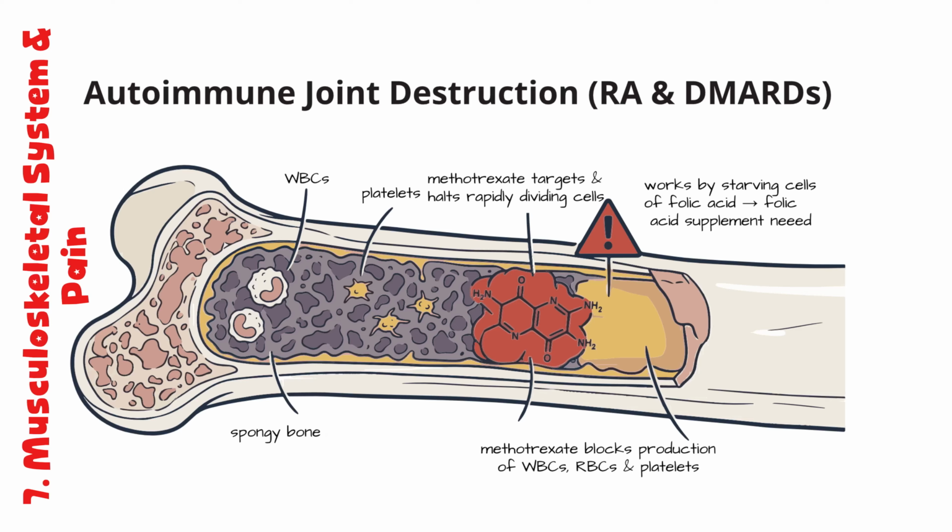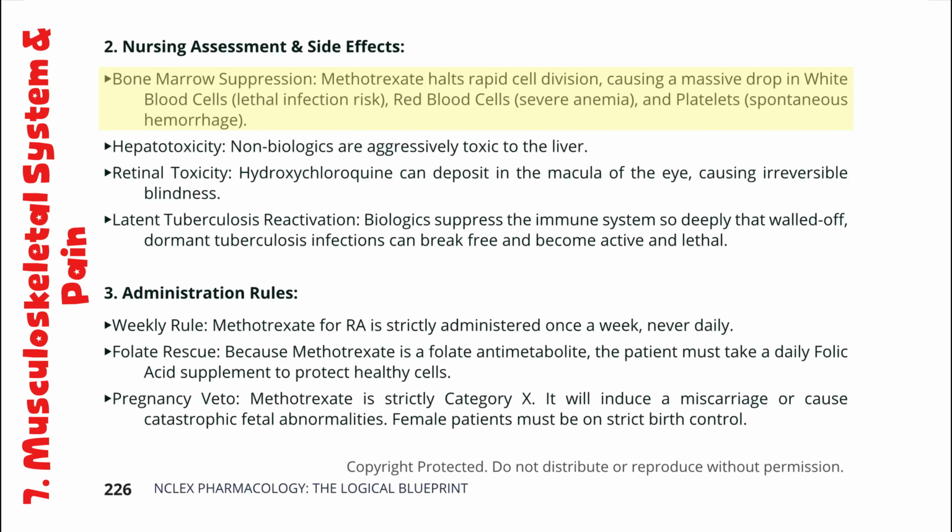Rheumatoid arthritis isn't wear and tear. It's the immune system attacking the synovial lining. Intentionally suppress that immune system to save the joint, trading away the body's natural defenses to do it. Methotrexate halts rapid cell division, causing a drop in white cells, red cells, and platelets. Non-biologics are hepatotoxic. Hydroxychloroquine deposits in the macula, risking irreversible blindness. Biologics can reactivate latent, walled-off TB.